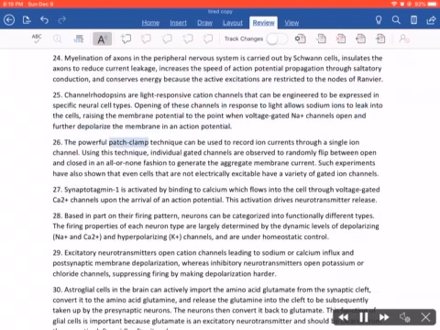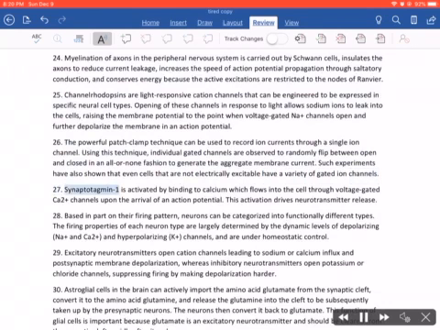26. The powerful patch clamp technique can be used to record ion currents through a single ion channel. Using this technique, individual gated channels are observed to randomly flip between open and closed in an all-or-none fashion to generate the aggregate membrane current. Such experiments have also shown that even cells that are not electrically excitable have a variety of gated ion channels.